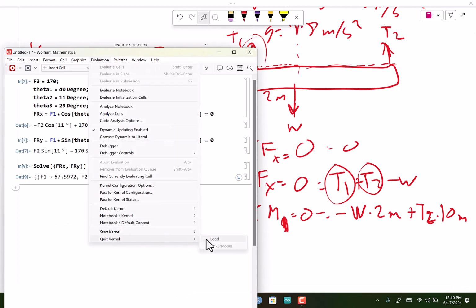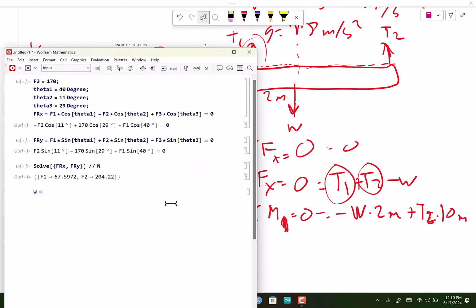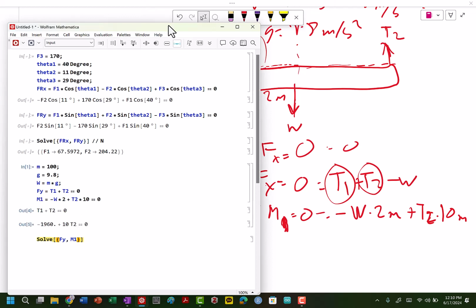I'm going to click my kernel. And I'm going to say my mass equals 100, g equals 9.8, weight equals m times g. I'm going to say my Fy is equal to T1 plus T2, set equal to 0. And my M1 equals minus W times 2 plus T2 times 10 meters. Set that equal to 0. I'm going to solve. I'm going to solve for Fy and M1, solving those 2 equations simultaneously once Mathematica wakes up. 2 equations, 2 unknowns. Come on. It's exciting. It wants to run. There we go.